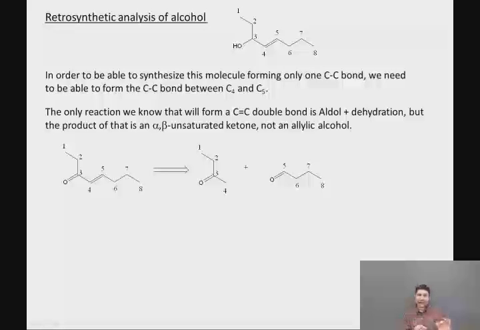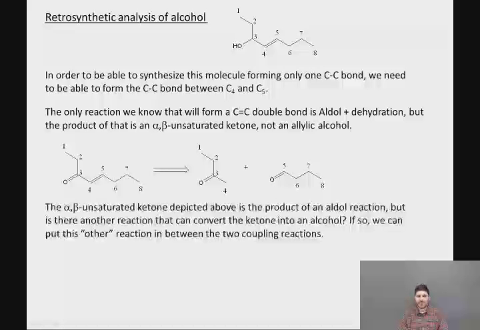That alpha-beta unsaturated ketone can be formed through an aldol plus dehydration. Okay, so we would have the left-hand fragment containing carbons 1, 2, 3, and 4. That's a ketone fragment. And then an aldehyde fragment containing carbons 5, 6, 7, and 8.